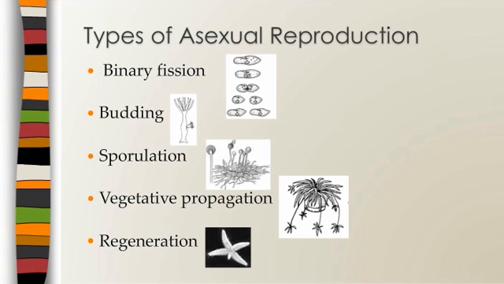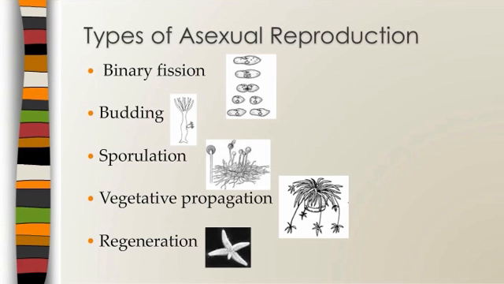The next type of asexual reproduction is vegetative propagation. Vegetative propagation occurs in plants, hence the term vegetative, which refers to vegetables or plants. Vegetative propagation occurs when plants produce clones of themselves. The plant pictured here is a spider plant. The spider plant sends out runners or stems with little babies at the end. These little babies are clones of the parent. They will grow into new plants.